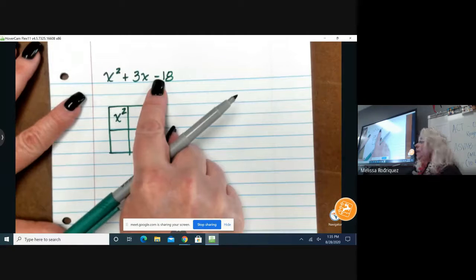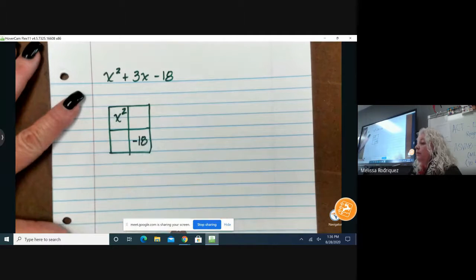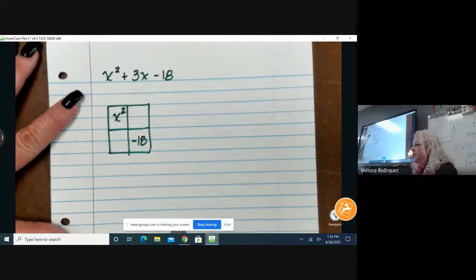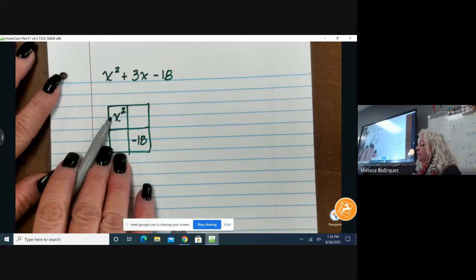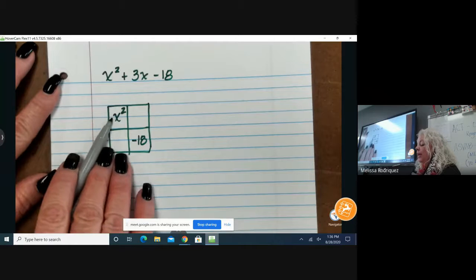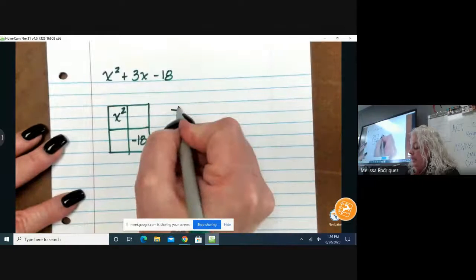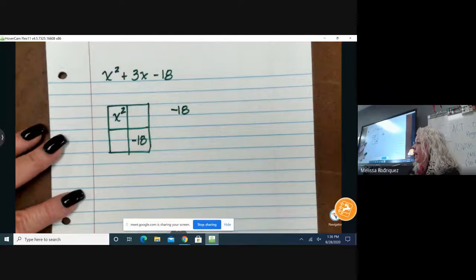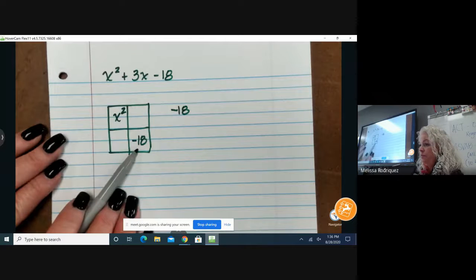And see how it's a negative 18? I'm going to go ahead and put negative 18. If it were positive, I would not put positive. Then I take the number that is here. What's the number in front of the x? 1 times negative 18 is negative 18. I always multiply the first one by the last one.